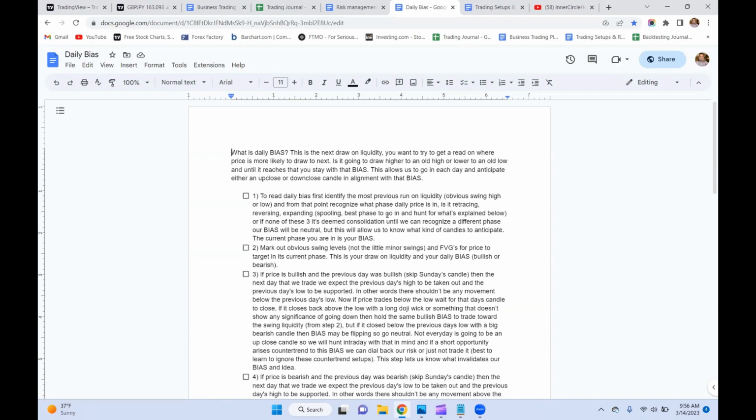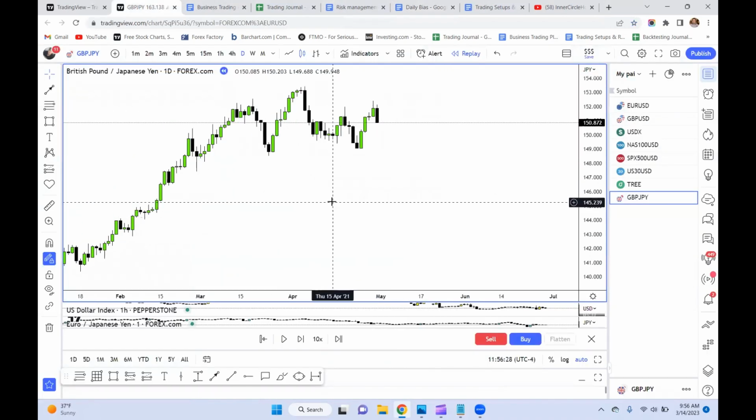And this is actually the best phase to go in and hunt for what's going to be explained below here. And if none of these three, it's deemed consolidation. And until we can recognize a different phase, our bias will be neutral. But this will allow us to know what kind of candles to anticipate. The current phase you are in is your bias. So from that point, you want to first identify the most previous run on liquidity, okay? Where is the most previous run on liquidity?